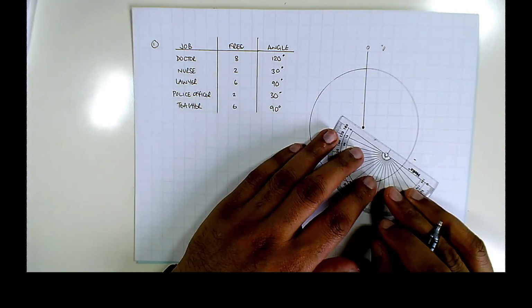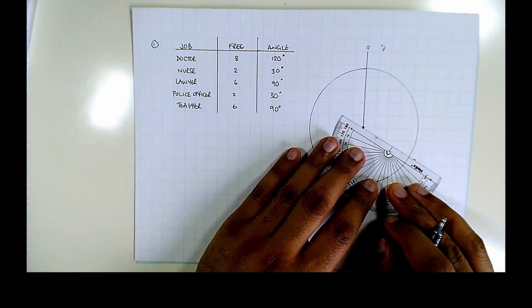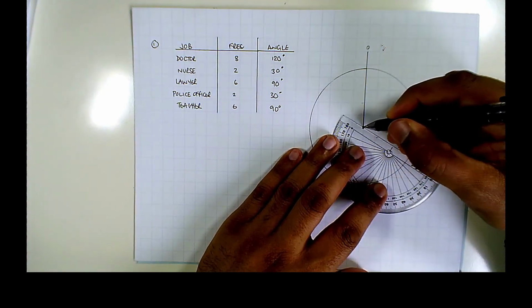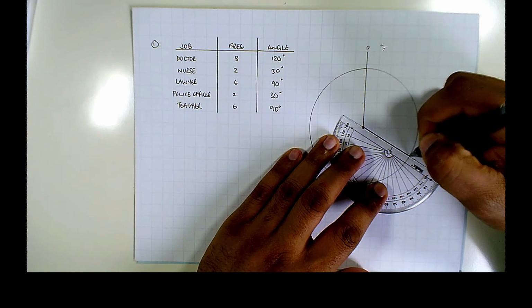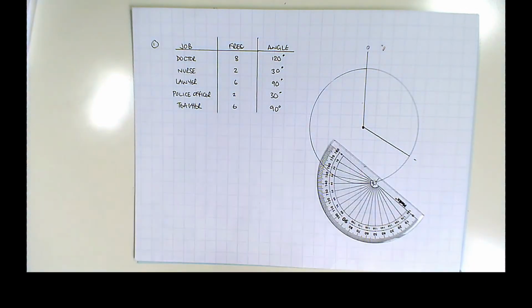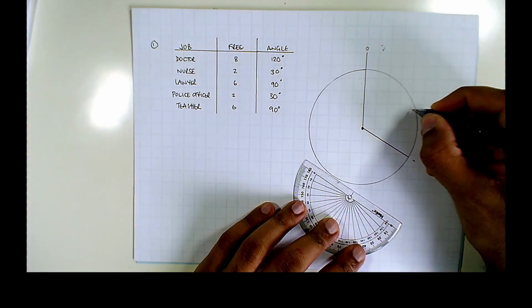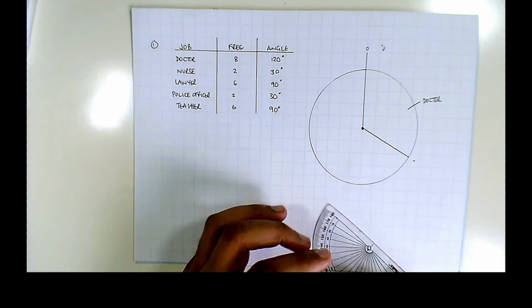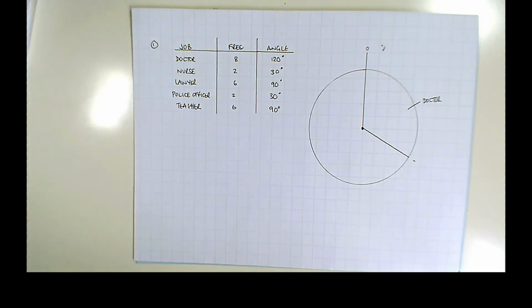So once I've marked where 120 is, the next thing I then want to do is, with a straight edge, preferably with a ruler, you want to draw a line from the center to that mark. Now it doesn't matter again if it goes over to the actual mark, that's absolutely fine. And again, once you've completed one of the sections, it's worth just labeling, because you do get a mark for labeling your sections on your pie chart.